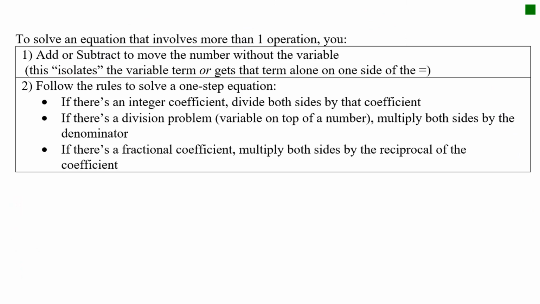So these are the steps. These are written down in your notes, so you've got these to always refer to. You're going to add or subtract to move the number without the variable. It isolates the variable, gets it to one side of the equal sign. Then you follow the rules to solve a one-step equation, which you already know because you are machines.